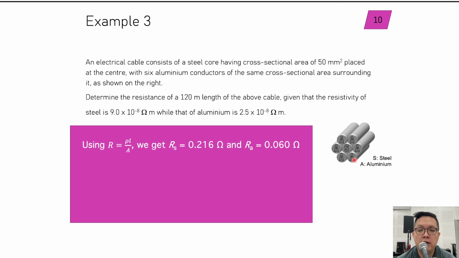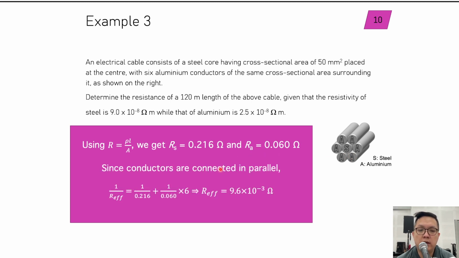Okay, so once we know that, we can basically just do a parallel connection for all 7 of these cables, right? So you find the parallel resistance: the inverse of the steel plus the inverse of the aluminium, but multiplied by 6. Okay, so you note that I inverse first, then I multiply by the total number of cables. Alright, not the other way around. Does it make a difference? Yes, it does, right? Okay, so your final answer is 9.6 times 10 to the negative 3 ohms, right?